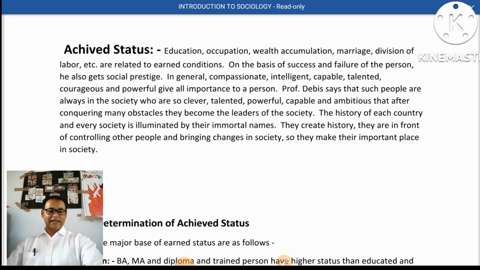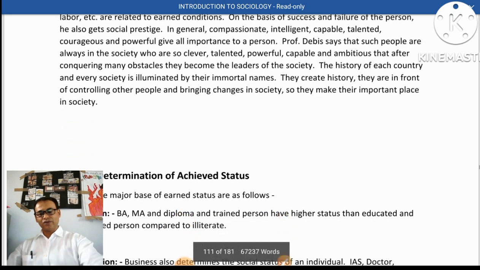Professor Davis says that such people are always in the society who are so clever, talented, powerful, capable, ambitious that after conquering many obstacles, they become the leader of the society. The history of each country and every society is illuminated by their immortal names. They create history. They are at the front of controlling other people and bringing change in society. So they make their important place in society.